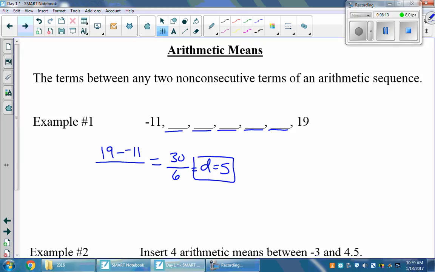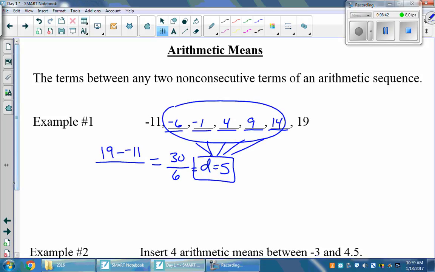Your answer is what those numbers are. So negative 11 plus 5 is negative 6. Negative 6 plus 5, negative 1, 4, 9, 14, 19. Those are your answers right there. Again, subtract them. Divide by the number of spaces plus 1, or the number of jumps. Right, it'll make sense on the next one.